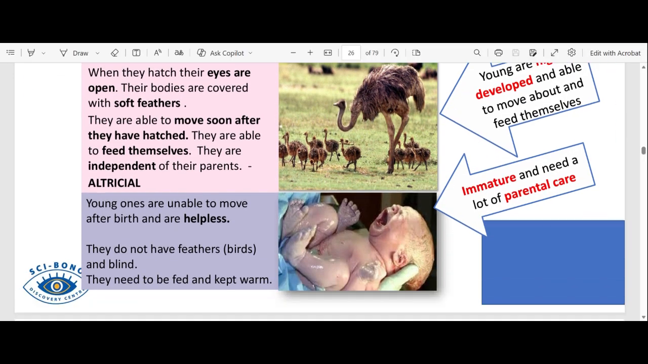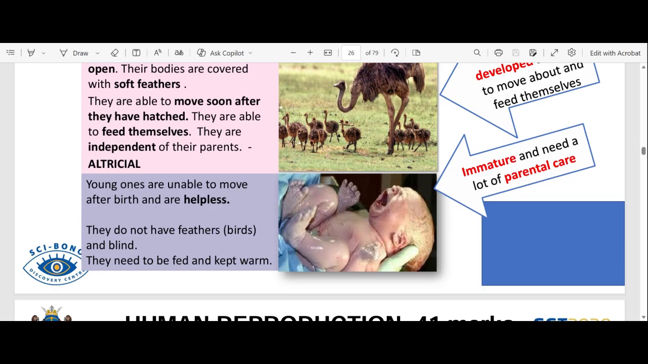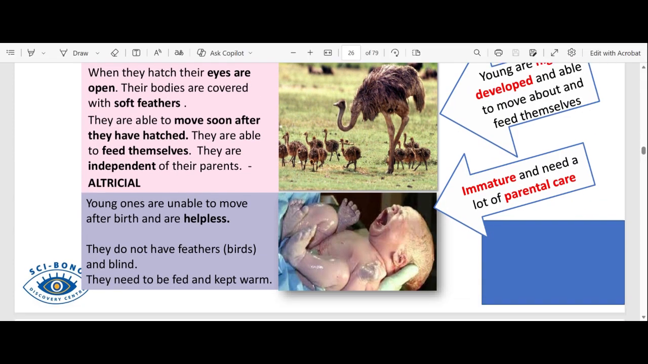Now let's go to altricial. Altricial is a developmental strategy where the young are dependent on their mother. They depend on their mother for food and for protection. They're helpless, as they are saying here. So altricial is the opposite of precocial. They are born with eyes closed, born blind. They don't have down feathers, and they cannot move on their own.